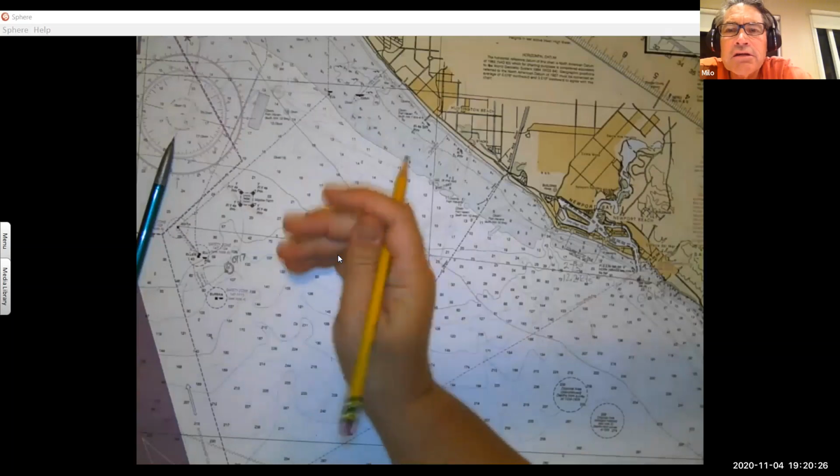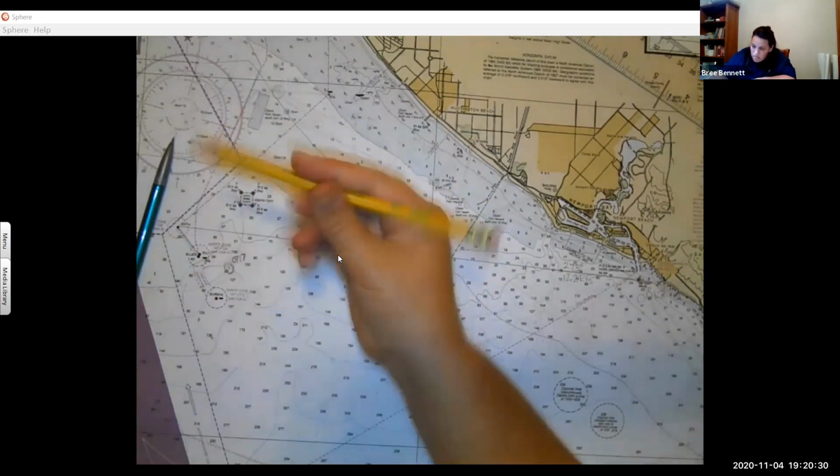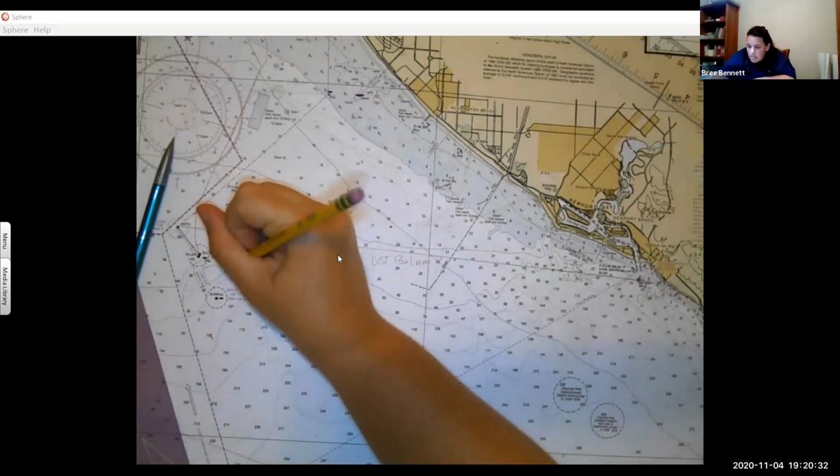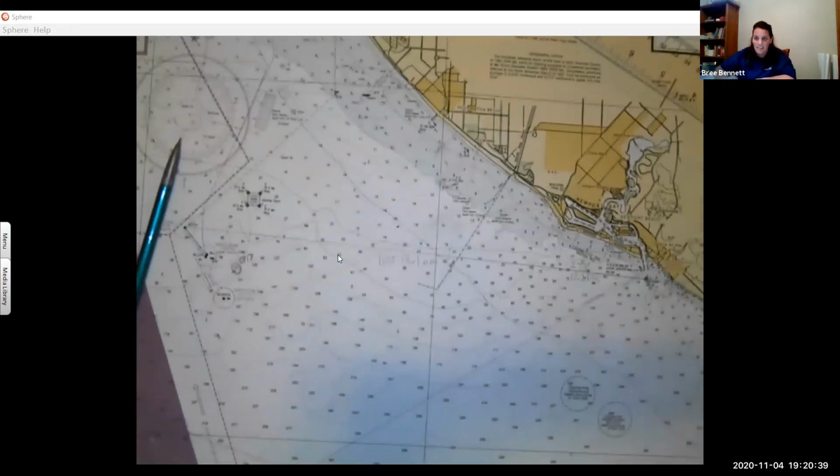Trying to make things more visible with this lighting. All right. It's been frustrating for me, trying to make things bold so you can still read it. It gets dark so early these days, right?